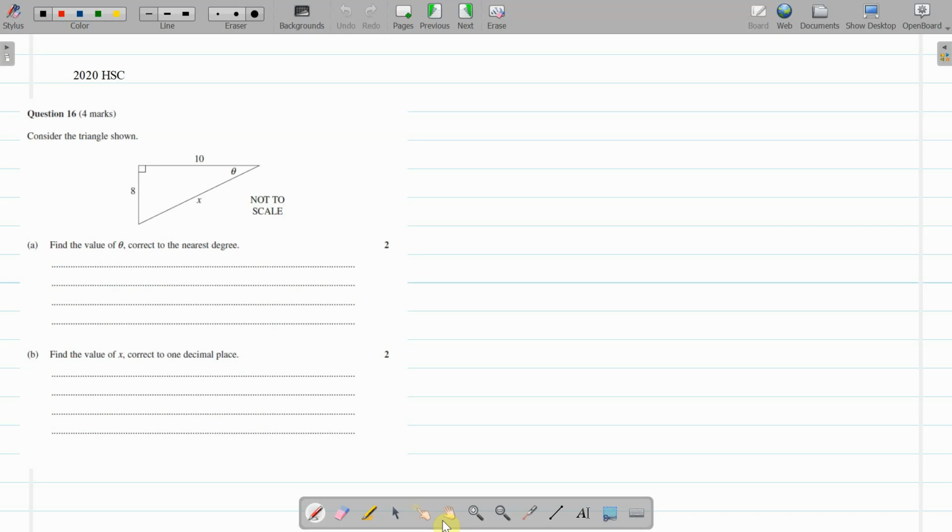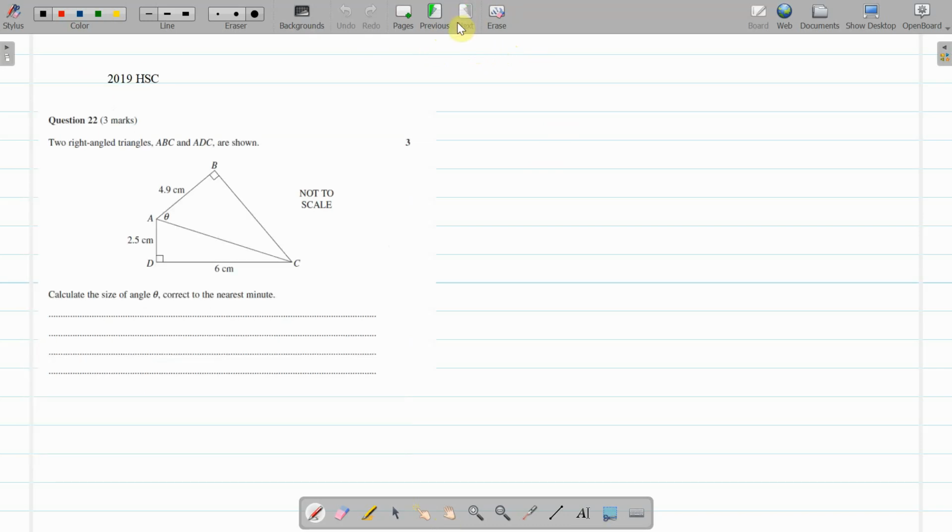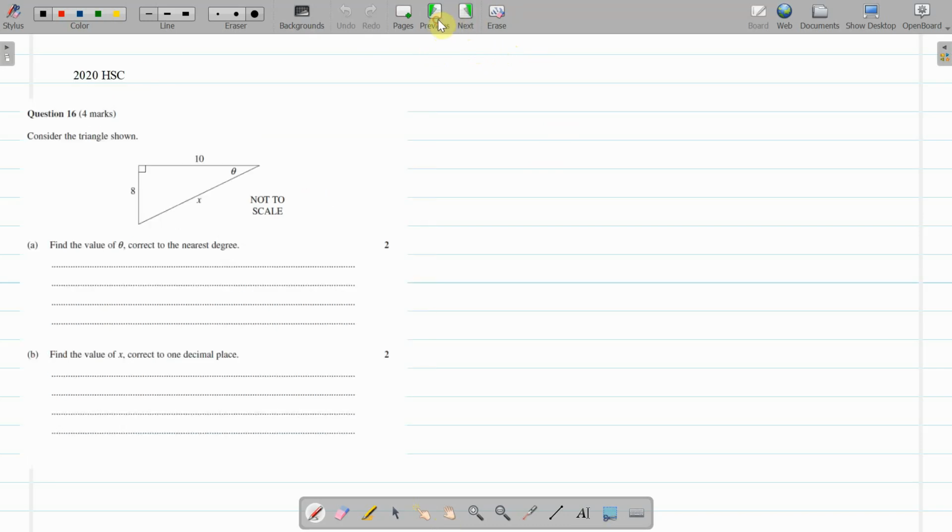Okay, everyone, as the last part of topic 4 revision, I've got a couple of questions from past HSCs in non-right angle triangle trigonometry. So last year's HSC and the year before. So let's get into it.